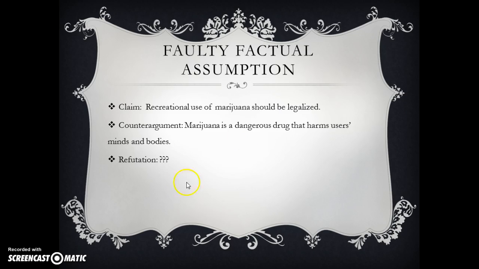Okay, so one piece of counterargument someone might say would be, marijuana is a dangerous drug that harms users' minds and bodies. So one way we could respond to that counterargument is to point out some faulty factual assumptions, problems with the facts or the data. One way we might do that is to say, actually, marijuana is used as a medicine in many situations, so it can't be that dangerous. That would be one example. Maybe another example would be to pull up numbers of deaths from marijuana or something like that. A lot of websites or a lot of sources show that number to be pretty low. So that would be a way we could kind of point out the factual problems of that.